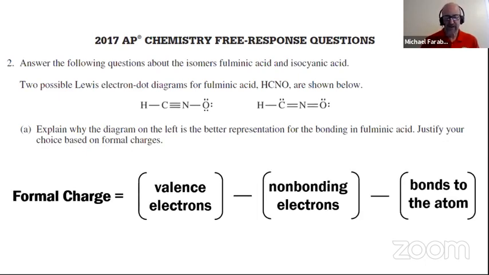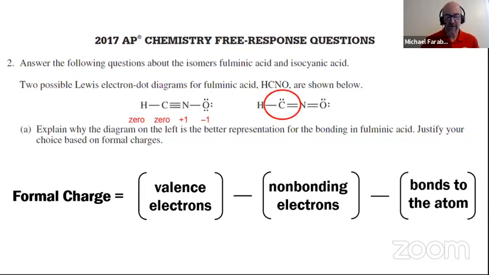Well, the hydrogen has only 1 valence electron and has only 1 bond, so a formal charge of 0. The carbon has 4 valence electrons and has 4 bonds, formal charge of 0 as well. The nitrogen has 5 valence electrons, no non-bonding electrons, so there's no dots on the nitrogen, and it has 4 bonds, formal charge +1. And then finally, the oxygen, 6 valence electrons. There are 6 dots, so 6 non-bonding electrons and 1 bond, formal charge of -1.